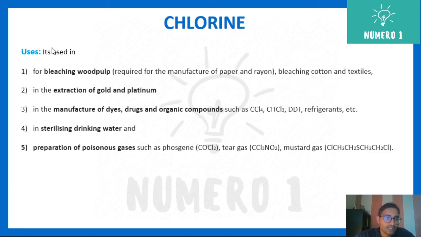Lastly, the uses of chlorine: for bleaching wood pulp, for extraction of gold and platinum, for manufacturing of dyes, drugs, and organic compounds. These are some of the compounds that can be manufactured using chlorine. Then for sterilizing drinking water. If you remember, we use chlorine also in our swimming pools, which also require chlorine for sterilizing purposes. Then for preparation of poisonous gases such as phosgene, tear gas, mustard gas, etc.